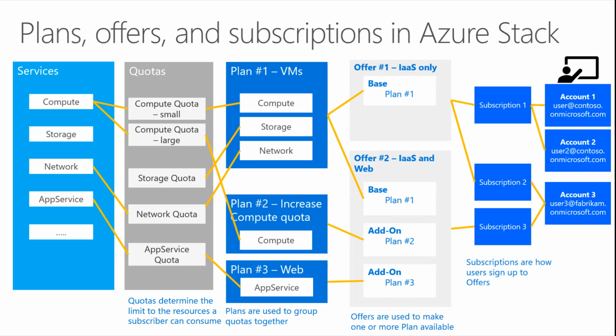The end result is that the provider, whether it's a service provider or an enterprise admin, can control which resource a user can use and how much of them they can use. The usage is then tracked through subscriptions. Subscriptions connect users to offers. Each subscriber can have multiple subscriptions, but there is a one-to-one relation between subscriptions and offers. Multiple users can use the same subscription, and a user may consume from several subscriptions.